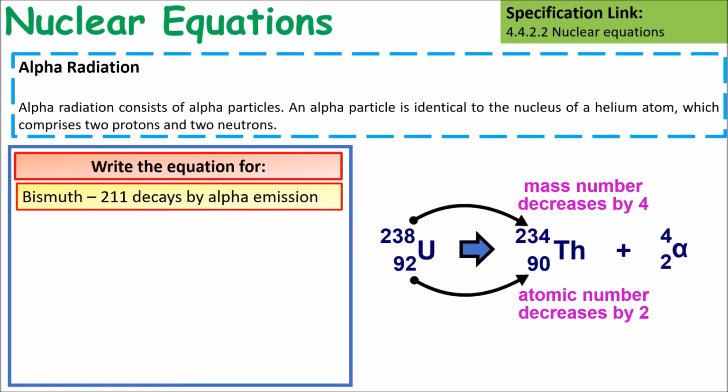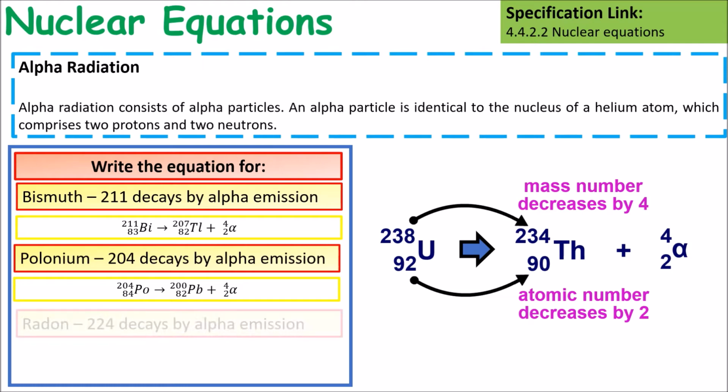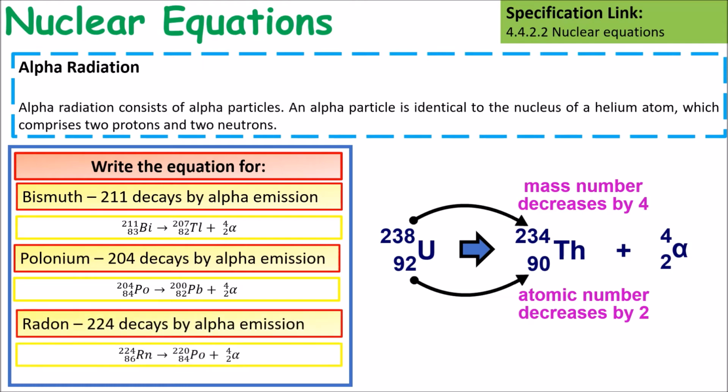So if we're looking at writing the equation for when bismuth decays, it would look something like that. For plutonium, it would look something like that. So plutonium is going down from a proton number of 84 to 82. And for radon, it would go down from 86 to 84, which means that radon would turn into plutonium.